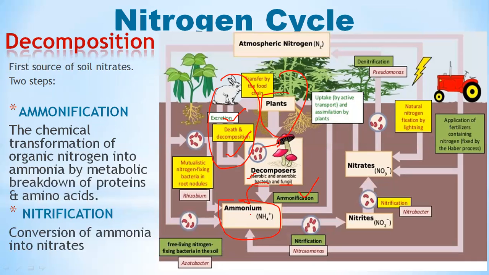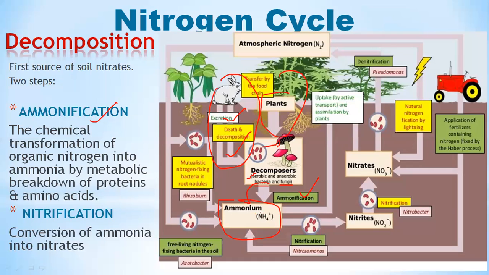Both are formed in the form of gases, so they escape out. That is called ammonification: the chemical transformation of organic nitrogen into ammonia by metabolic breakdown of proteins and amino acids present in organic materials. They can be dead materials, and they can be excreta also. Then there is another process. This ammonium is not directly used by the plants.